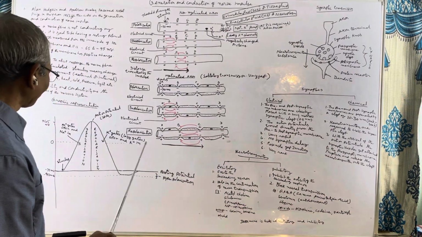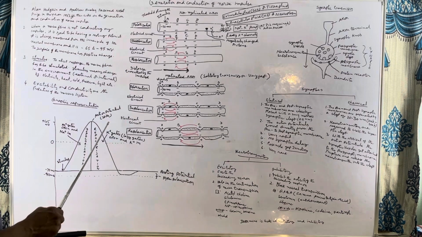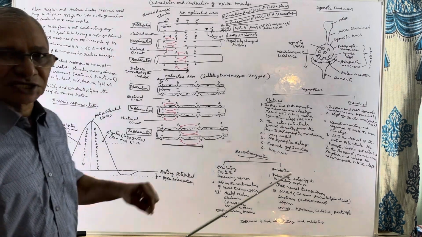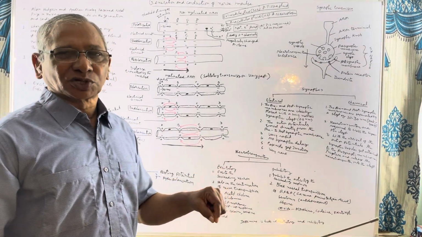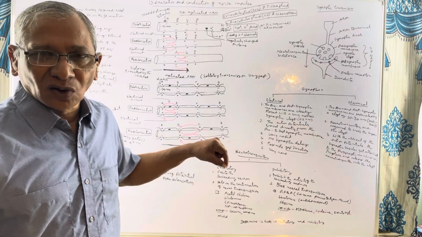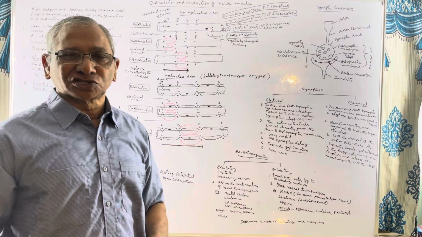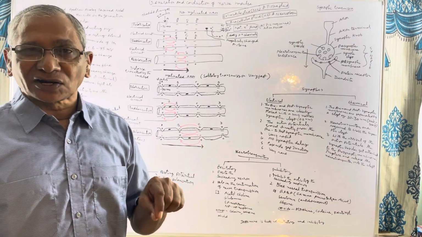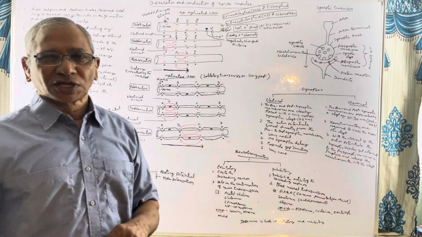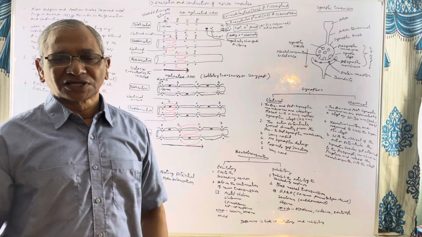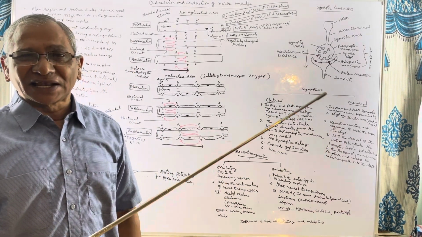So in this way, action potentials are generated when you apply a stimulus, and these action potentials travel all along the length of the axon. This type of transmission is known as electrical transmission. So, the transmission of the impulse along the length of the axon is electrical.